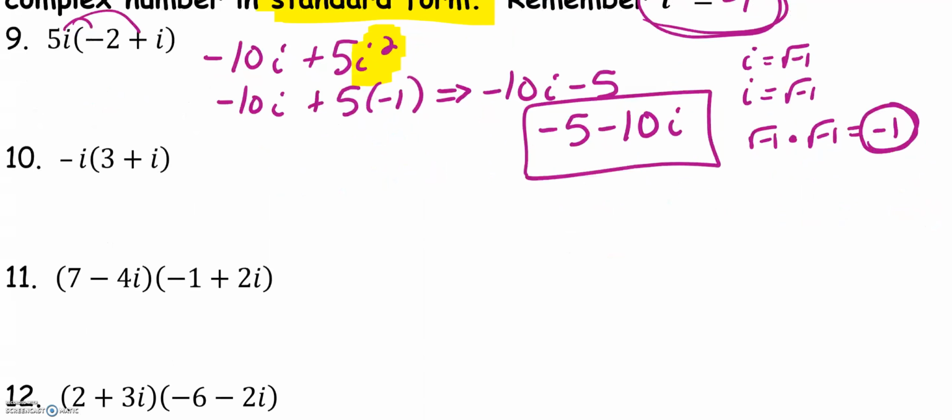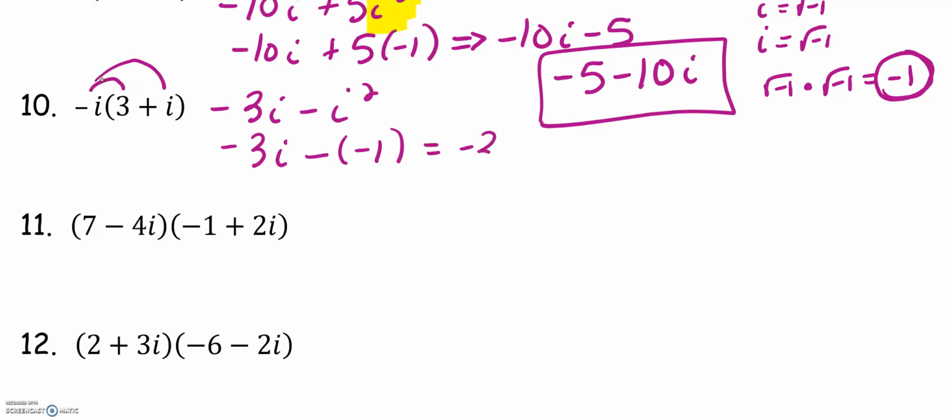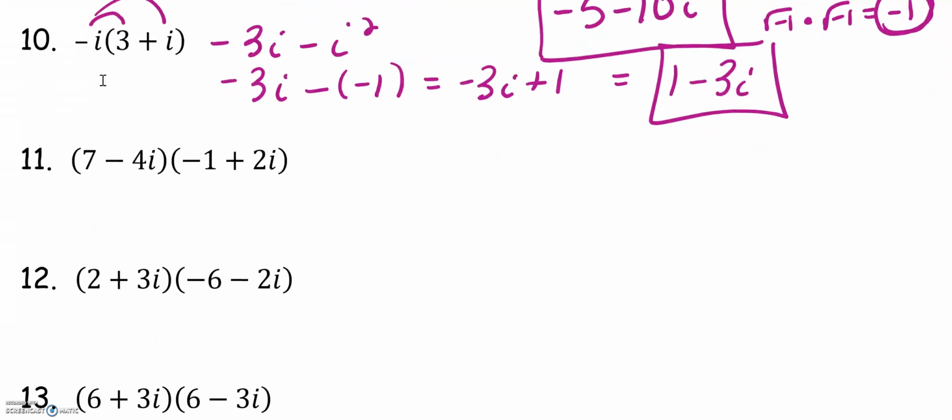Okay, number 10. Distribute that i, the negative i actually, and we get negative 3i minus i squared. Okay, which is negative 3i minus negative 1, which is negative 3i plus 1. So my answer is 1 minus 3i. Now I'm showing every step on these. You don't have to do that necessarily, but I'm just showing you since it's the first time we're doing these. Number 11, on 11 we have to FOIL it out.